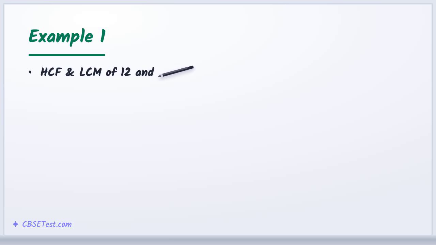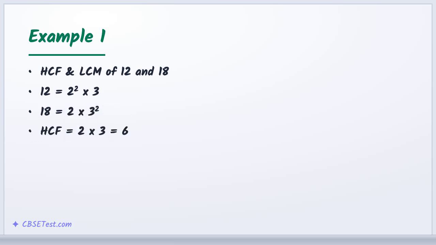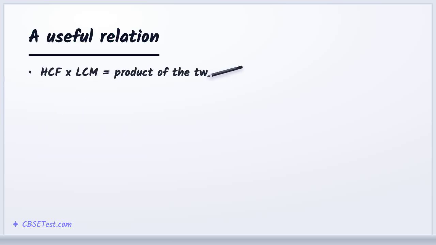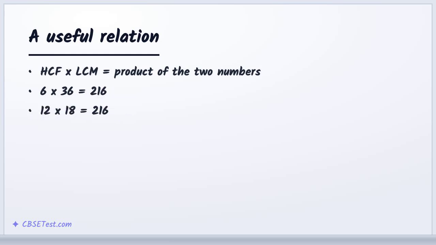Take 12 and 18. 12 is 2 squared times 3. 18 is 2 times 3 squared. The HCF uses the lowest powers, 2 times 3, which is 6. The LCM uses the highest powers, 4 times 9, which is 36. There's a handy check. For any two numbers, the HCF times the LCM equals the product of the numbers. Here, 6 times 36 is 216, and 12 times 18 is also 216.